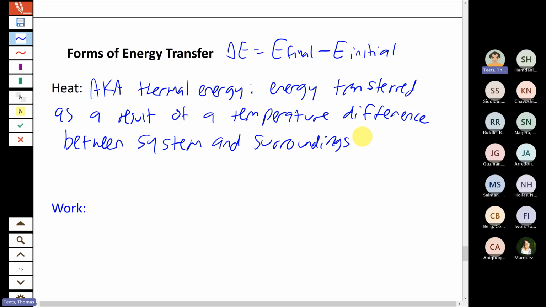The other way is called work. This is kind of an unsatisfying definition, but all other forms of energy transfer would be classified as work.